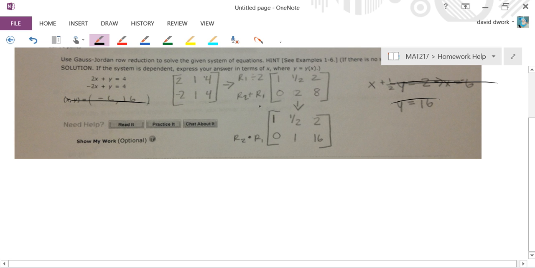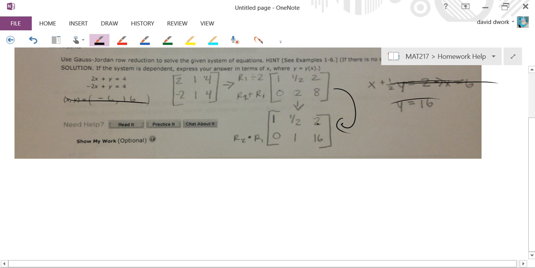Perfect. Okay, next, row 2 plus row 1. So take row 2, add it to row 1. So negative 2 and 2 makes 0. 1 and 1 makes 2. 4 and 4 makes 8. Perfect. So now my question is, going from this step to this step, how do we get there?